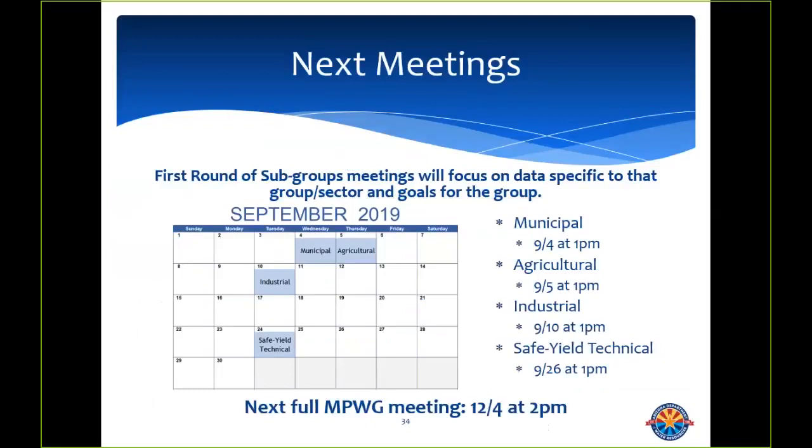So municipal is on September 4th, agricultural on September 5th, industrial on September 10th, and that's a typo. Sorry about that. The Safe Field Technical meeting is actually on the 24th, not the 26th. Sorry about that. So these meeting dates are posted on our website, and all of those meetings will be happening at 1 p.m. in the Middle Verde Conference Room here at ADWR. We also plan to have a webinar available for each of those meetings.